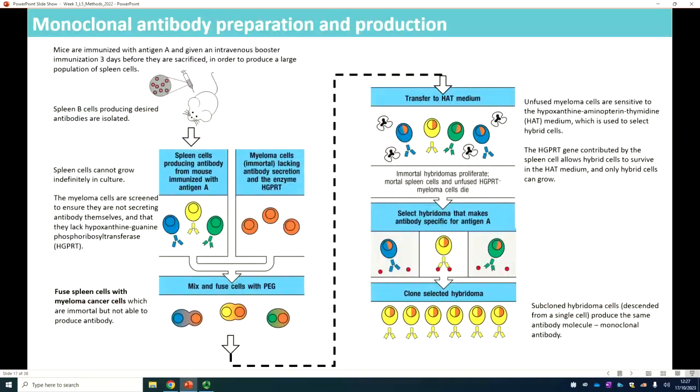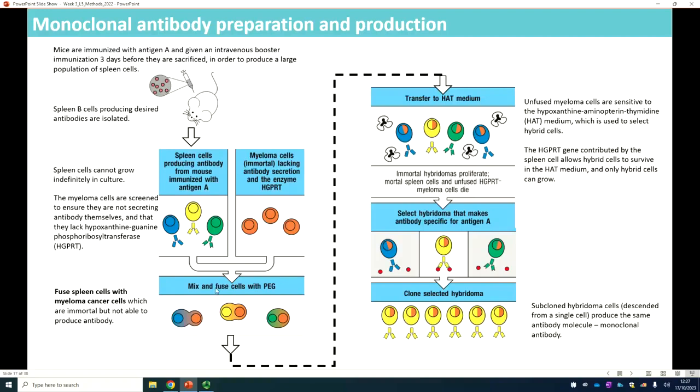If we look at how you would actually create a monoclonal antibody, in this scenario, mice are immunized with antigen, in this case antigen A, and then they're given a booster, and then they're sacrificed, and their spleen cells, so the spleen B cells, are isolated. Now, spleen B cells can't grow in culture indefinitely. So what we do here is we take some myeloma cells, and we screen them first just to make sure that they lack this HGPRT, which is important in the future step.